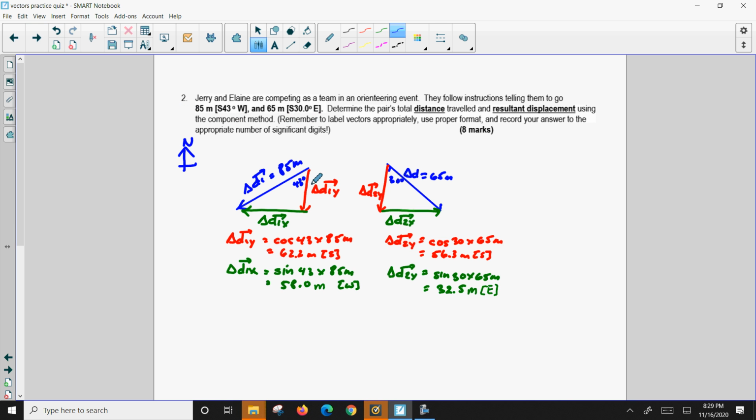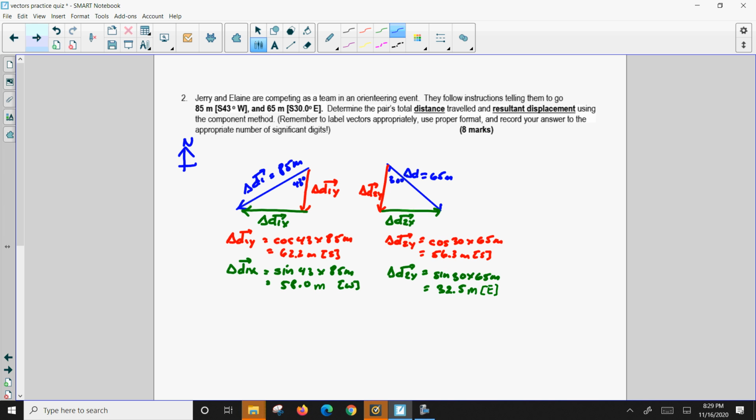Now once we have this, we're going to use our trig to determine our x and y components. On this side, for the first vector, the y is going to be the adjacent, so we're going to be using cosine. X is going to be the opposite, so we're going to be using sine. Similarly here, we have the y being cosine and the x being sine as well. And you don't do any rounding here. Just keep all your values. Just remember to include the directions. Here I'm going south, here west, here south, and here east.